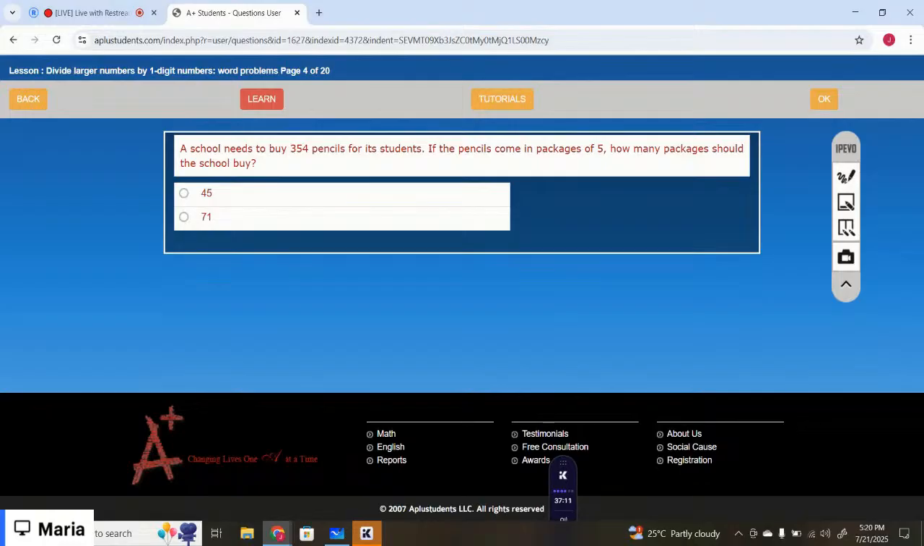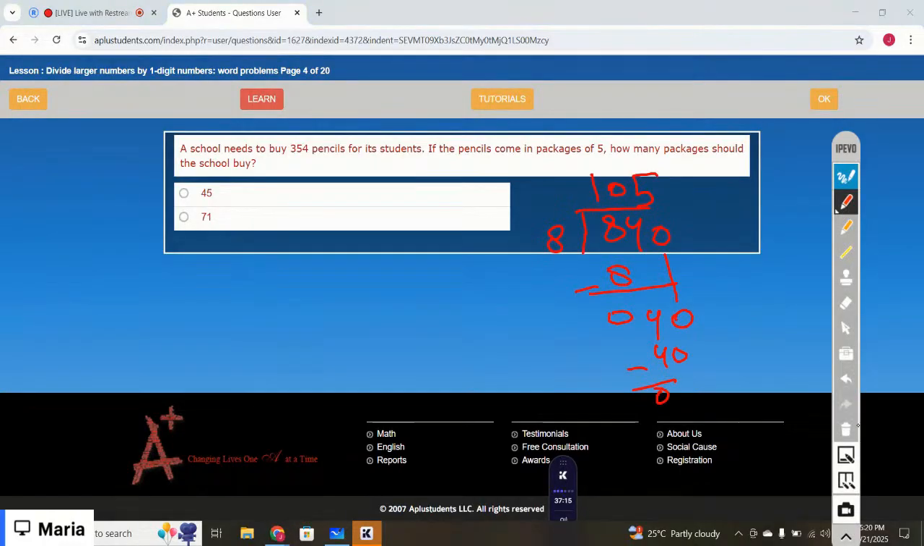A school needs to buy 354 pencils for its students. If the pencils come in packages of 5, how many packages should the school buy? So you need to divide 354 by 5. 5 times 7 is 35, right? So we have a 0.